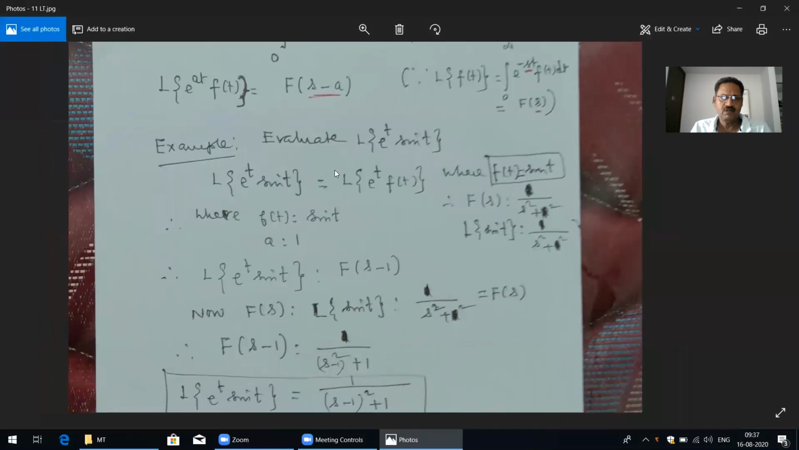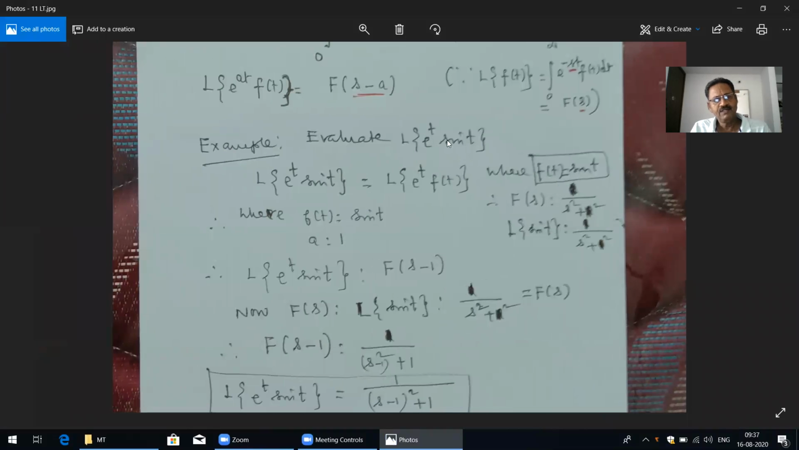Small example. Evaluate the Laplace transform of e power t into sin t. It is a very simple one. What is a? Here a equals 1. What is f of t? f of t is sin t. You have to compare like this. Then the Laplace transform of e power t into sin t equals, just replacing a by 1 in the formula, F of s minus 1.